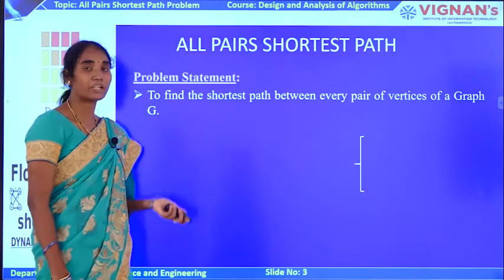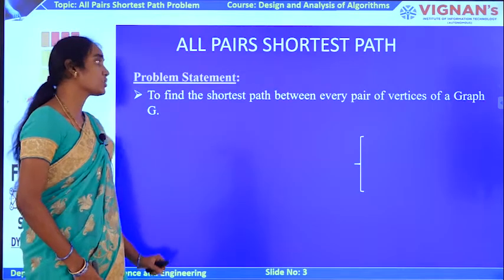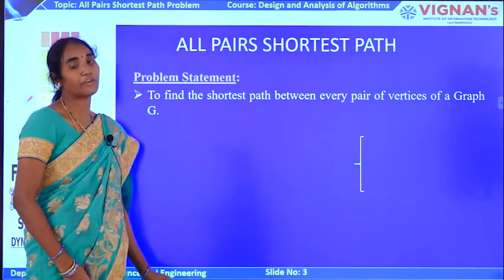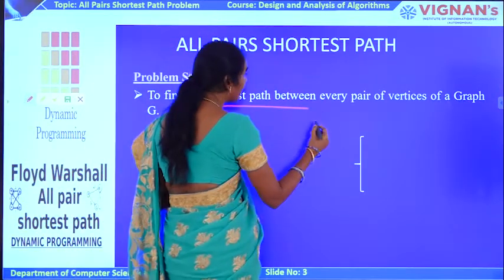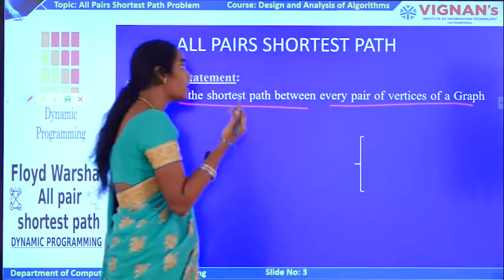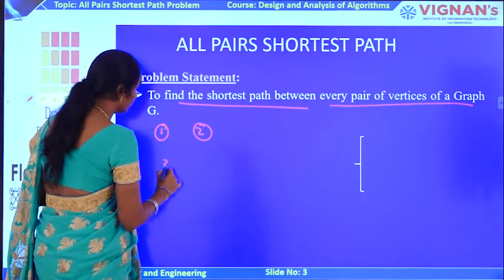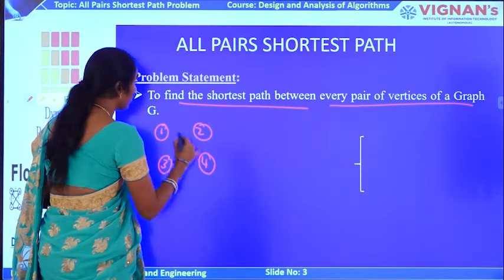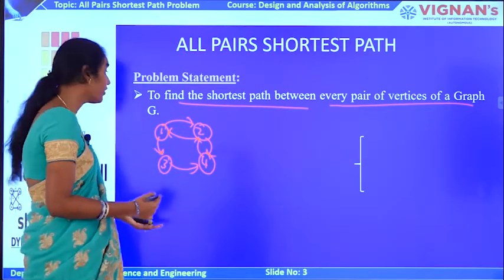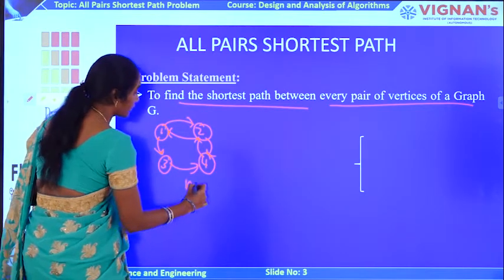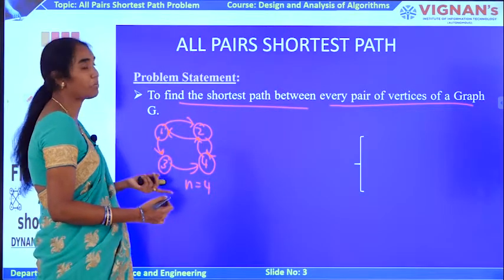What is this problem statement about? Basically, this APSP problem is used to find the shortest path between every pair of vertices in the given graph. Let us consider there are 4 vertices: 1, 2, 3, 4. Let us consider this is my directed graph having n equal to 4, that is, 4 vertices. Now I want to find the shortest distance between each and every pair of vertices.